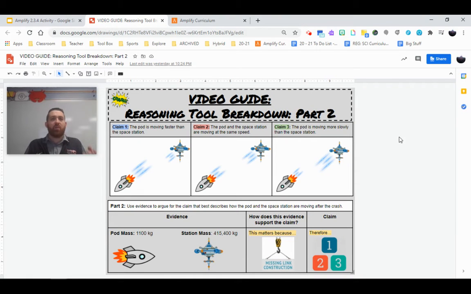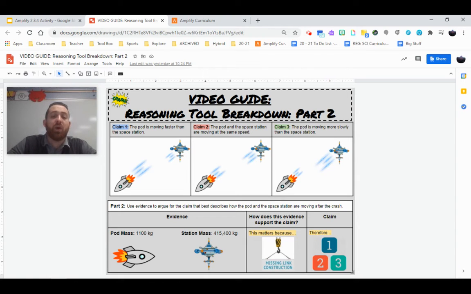So up to now, we know that our space pod didn't act the way it should have. It collided with our space station. And now the question that we're going to be looking at is, how did the pod and the space station have that crash? And more specifically, what did their motion look like after?